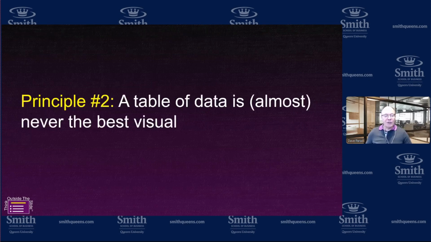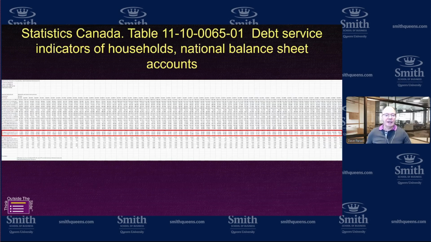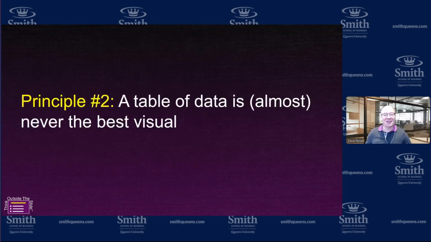Now, this is the table from Statistics Canada that talks about the two types of interest, and I've used the red rectangle there to show you the two specific rows that are mortgage interest and non-mortgage interest. Thankfully the Globe and Mail didn't show this, but I show it to you to illustrate principle number 2, which is that a table of data is almost never the best visual.